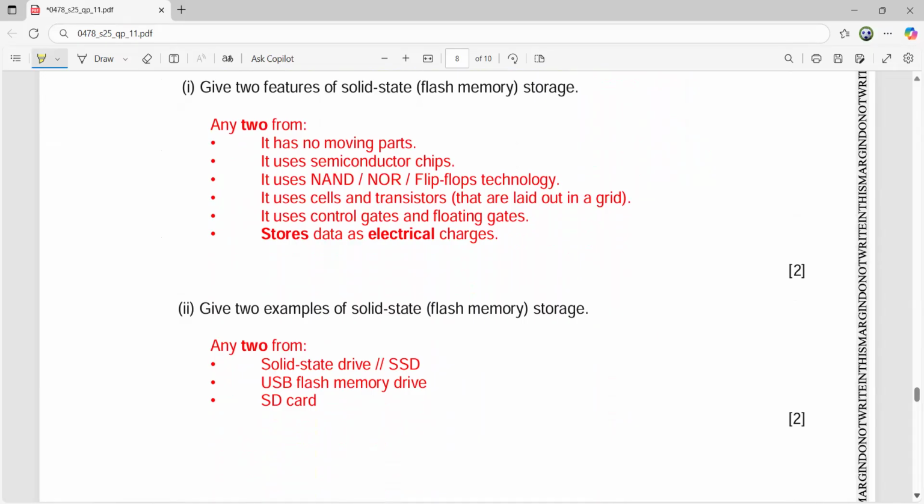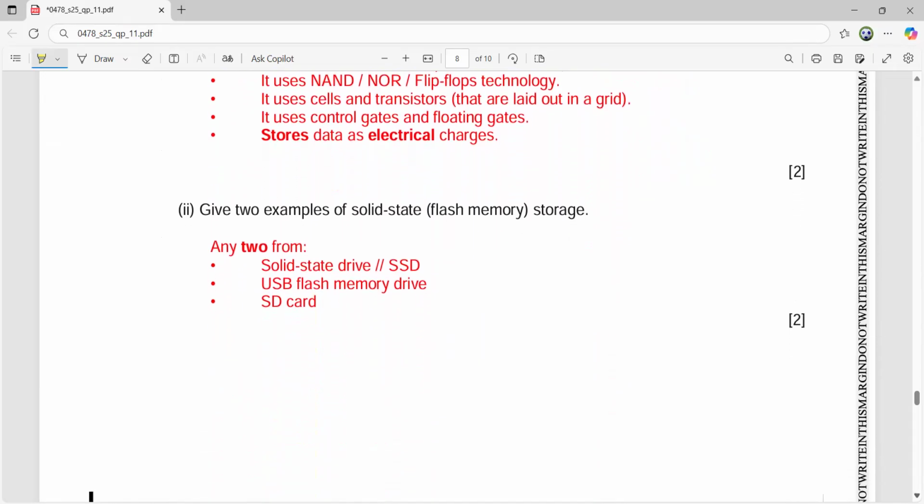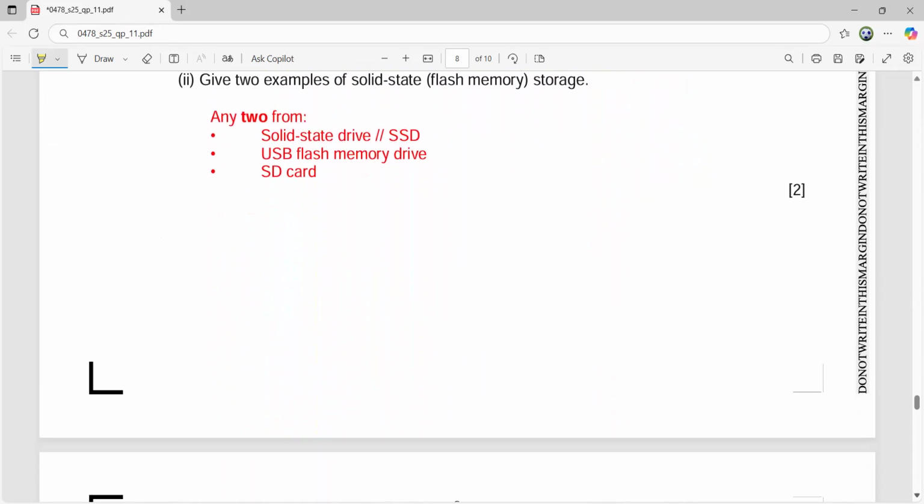Give 2 examples of solid state flash memory storage. If a student wrote SSD, maybe they'll accept that also. But USB flash memory, SD card, these are the best examples to be quoted for this answer.